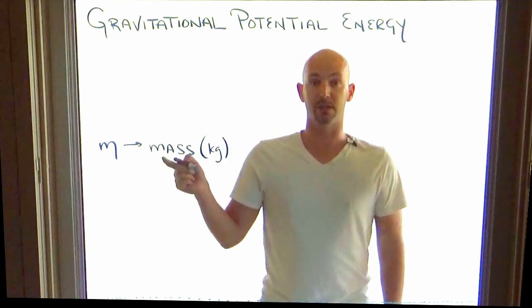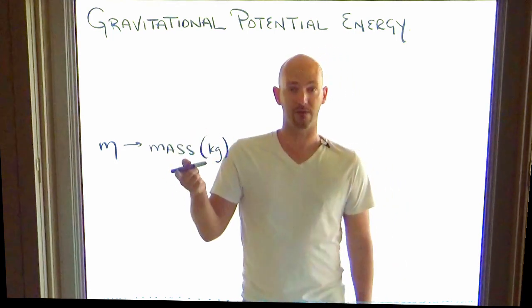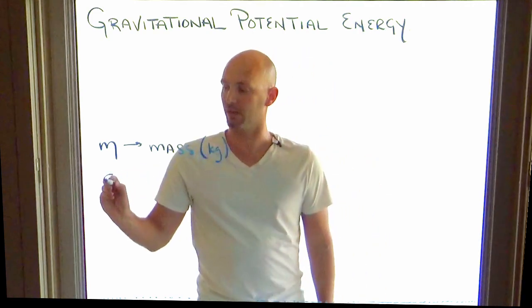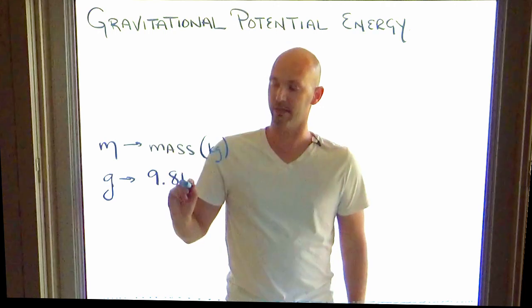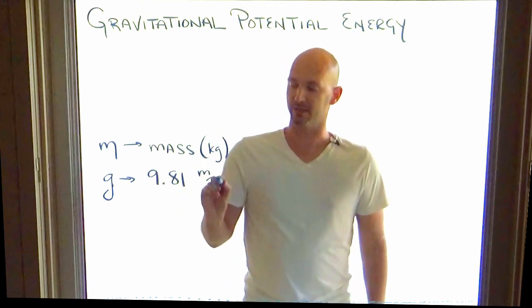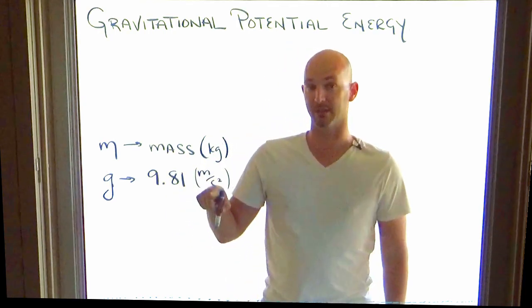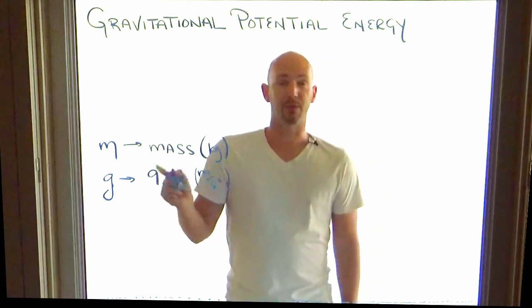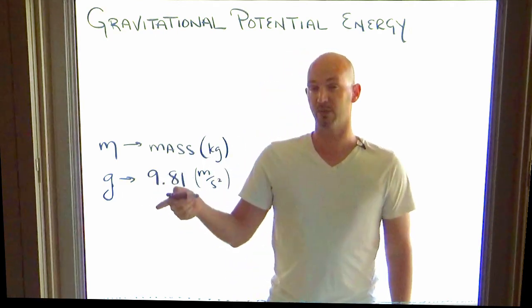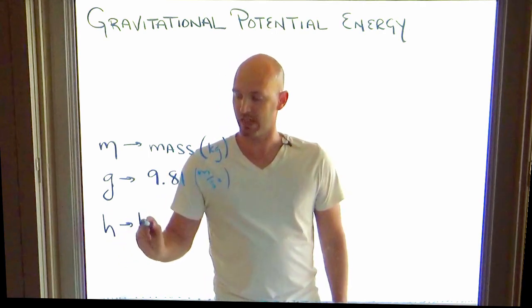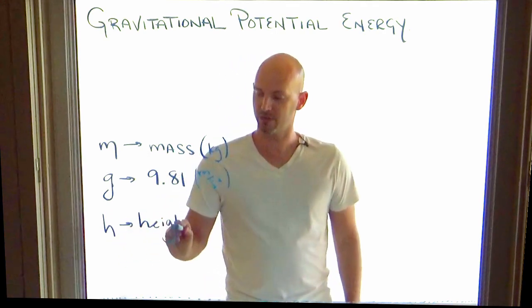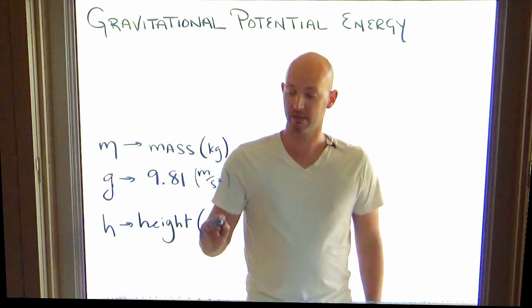The second quantity we need is the acceleration due to gravity on Earth, which we've been using already as a constant, 9.81 meters per second squared. That's its unit because it is an acceleration. And the third thing that we need is the height to which the object has been raised. So we're going to use an h for that. It would be height measured, again, as always, in meters.